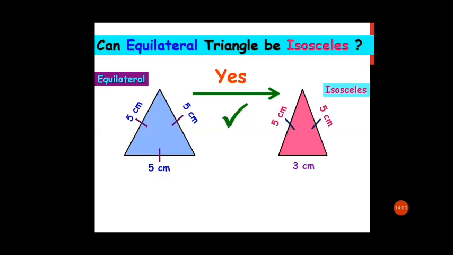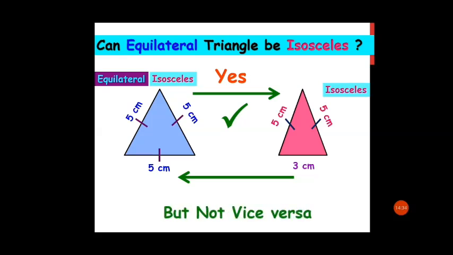But if I look at the pink triangle, can this triangle be equilateral? In an equilateral triangle, I should have all sides equal. Here I have the third side equal to 3 centimeters, which is not equal to the other 2 sides of 5. So can this be an equilateral triangle? Of course not. So any equilateral triangle can be isosceles, but not vice versa. Any isosceles triangle cannot necessarily be equilateral.